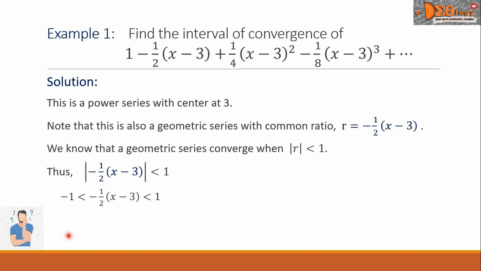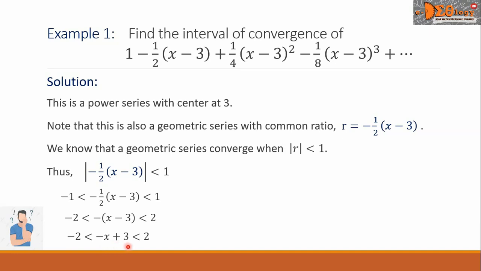Let us simplify the double inequality. Let us multiply by 2. The left side becomes negative 2, and the fraction here is deleted, while the right side becomes 2. Simplifying the middle value, we have now negative x plus 3. Let us isolate the negative x.